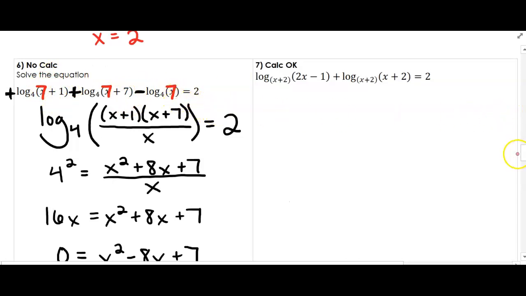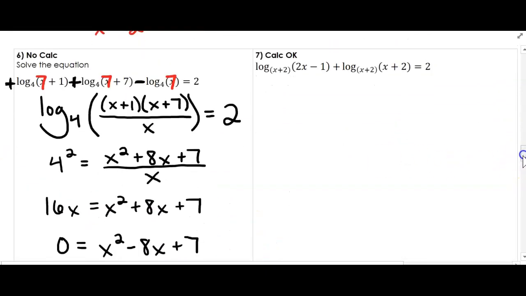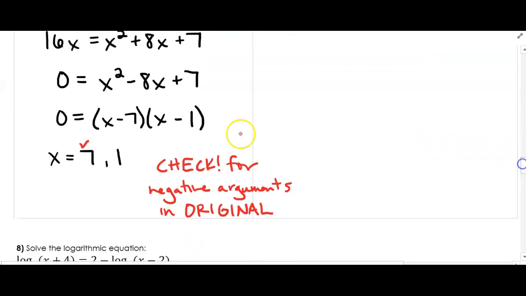All of those are positive numbers. We don't have any negative arguments, so I'm like, hey, that works for me. I like this solution. I can do the same thing with a positive 1 when I plug that in for x. 1 plus 1 is 2, 1 plus 7 is 8, and then 1 is 1. Once again, no negative arguments. I like that, and so I end up having both of these as my solutions.